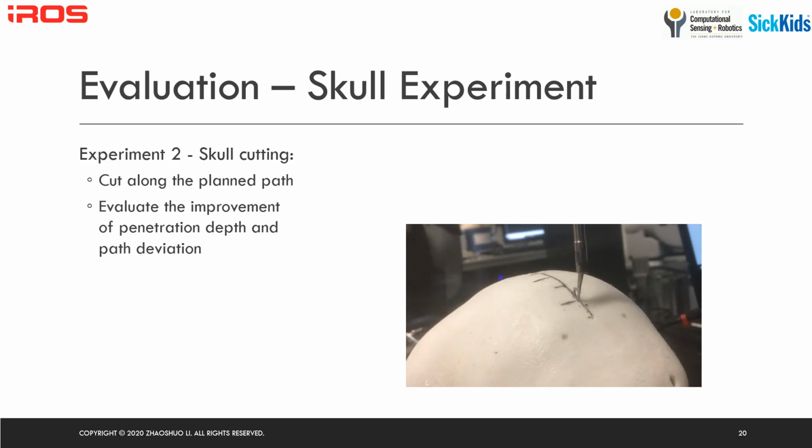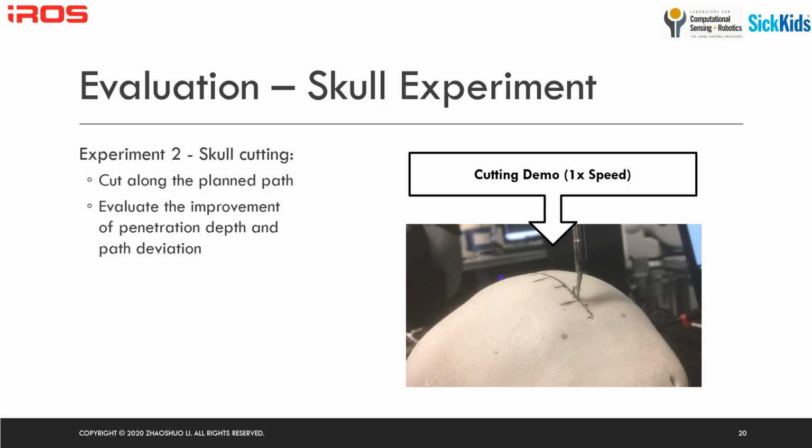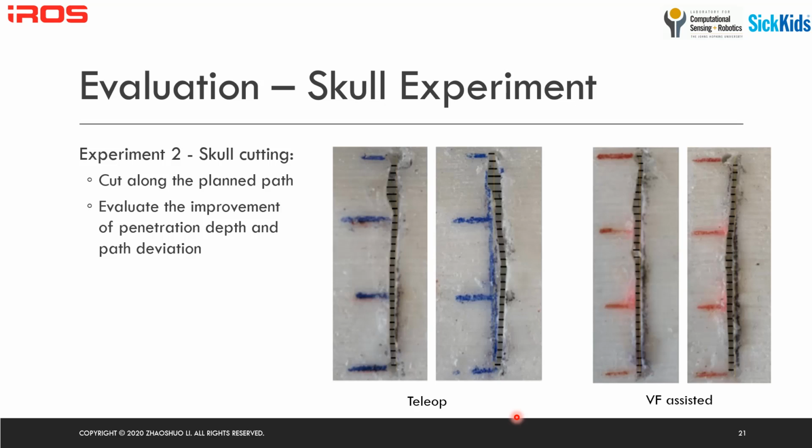The second experiment is skull cutting, where the user is asked to cut along the planned path. Here's a short demo of the actual cutting. We want to evaluate the improvement of the reduced penetration depth and also path deviation. Shown on the right are the cutting paths of the skulls cut by teleoperation and virtual fixture assisted teleoperation. The cut path is a straight line of 30 mm.